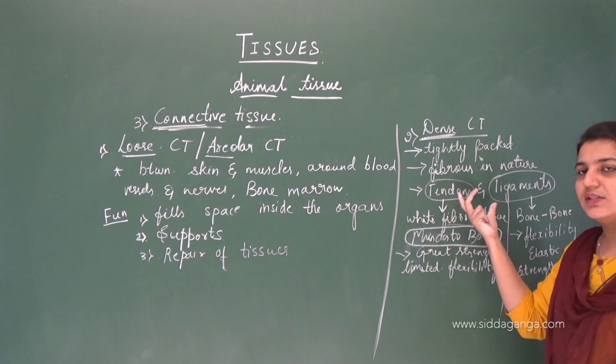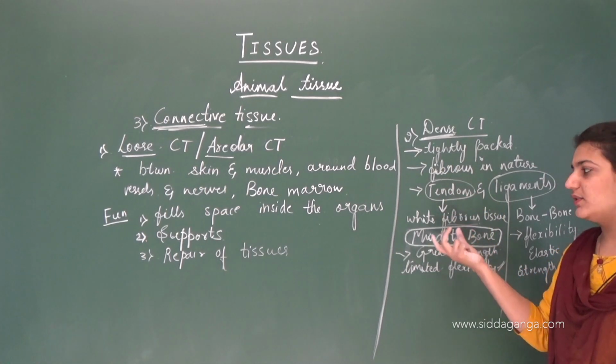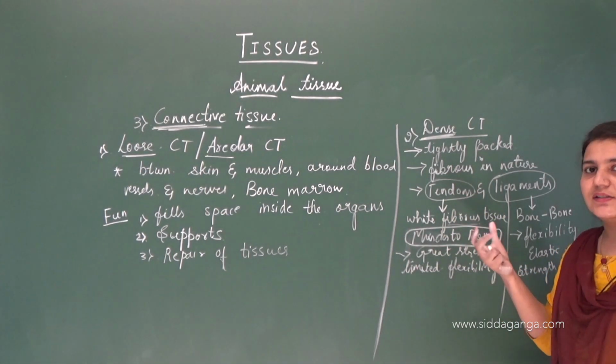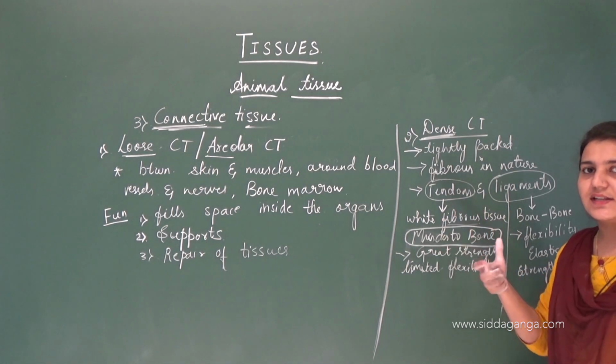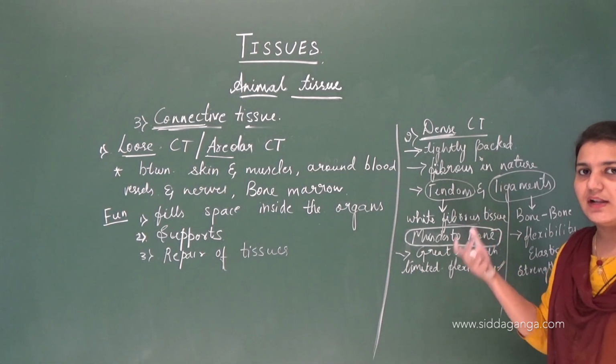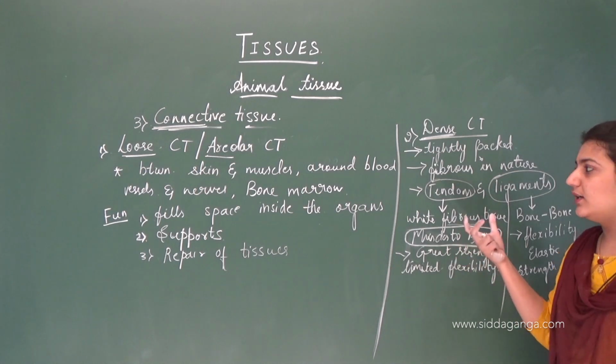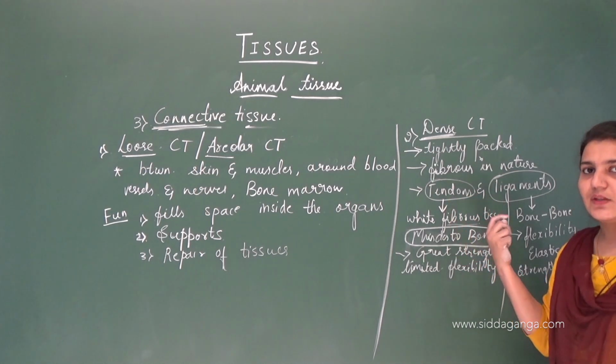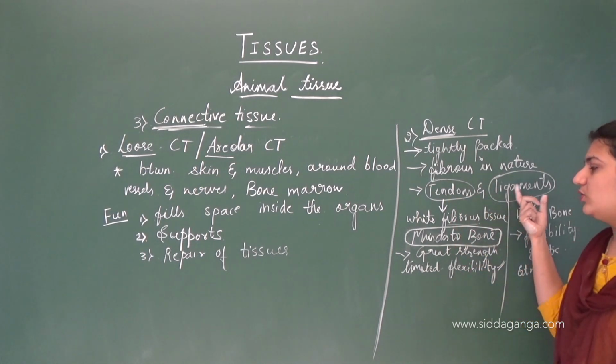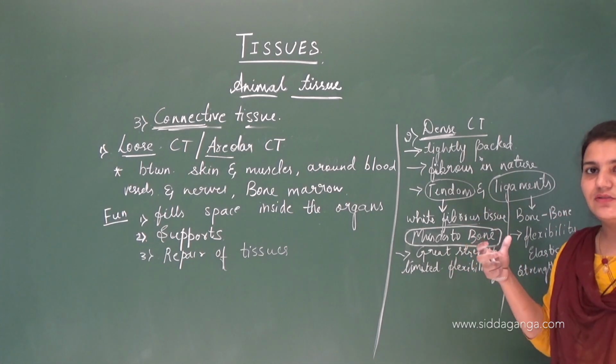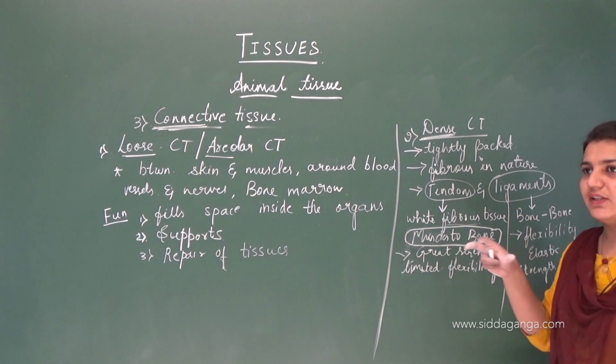So what is the function of these tendons? This connects muscle to bone. Muscles don't just get detached from the bone during normal body functioning, isn't it? It is because this is less flexible. This connects bone to bone. It is present between the connections.